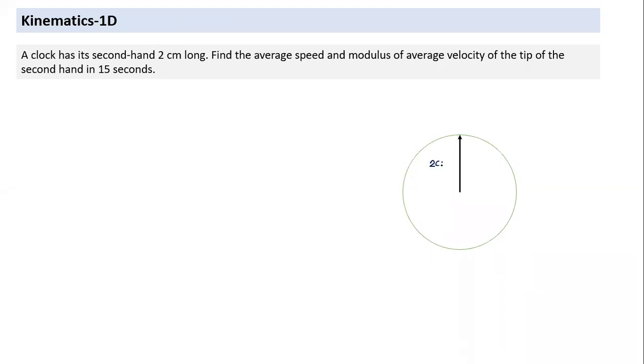And what is given here? Find the average speed and modulus of average velocity. Why have I written modulus here? Average velocity is a vector quantity, and we are only interested in its magnitude, of the tip of the second hand in 15 seconds. So when it moves, after 15 seconds, what may happen? It may come to this position. So this part of the second hand has moved here.